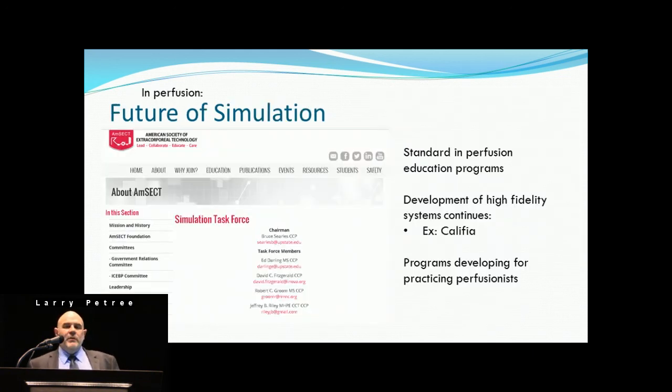There is now a simulation task force that is a part of AMSECT. They are developing standard education guidelines around simulation and how it should be used. I would encourage you to get involved if you're interested. I'm sure they would welcome the help. It is a core group within AMSECT, but always welcome to new membership, and they'd be very interested in hearing from you.